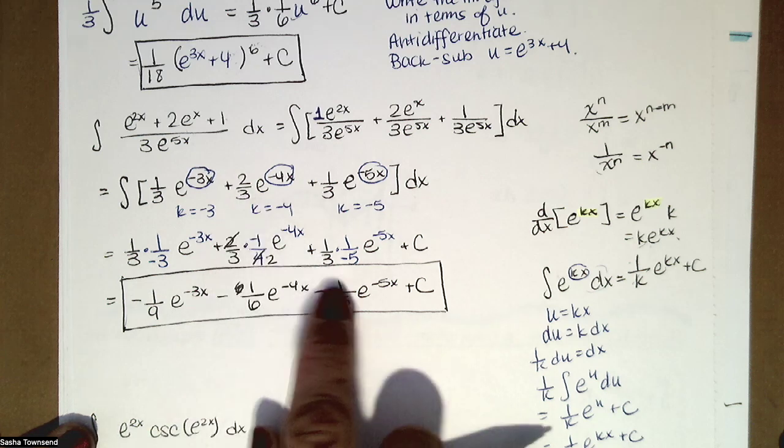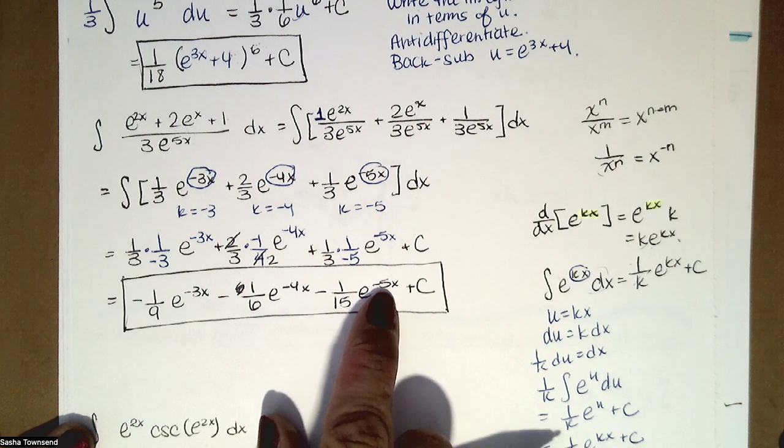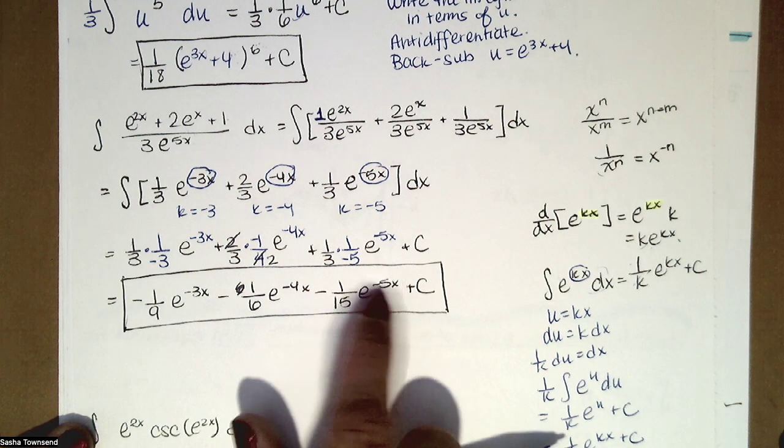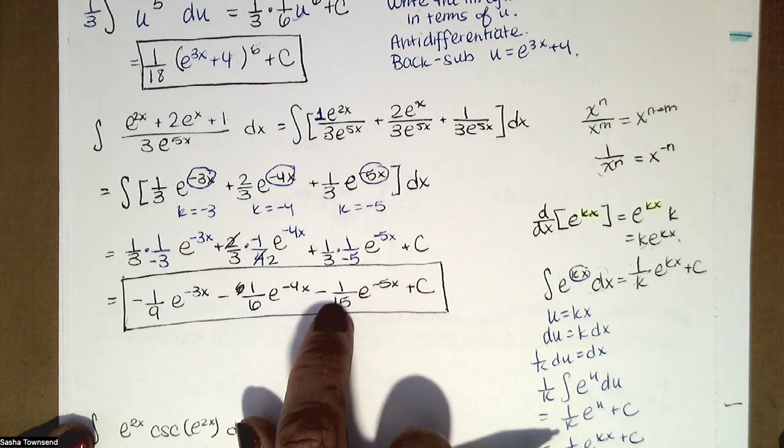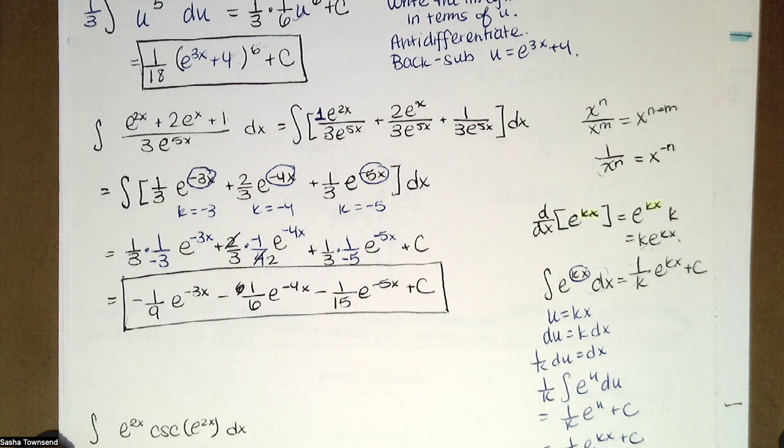And then with this one, if I take the derivative of e to the -5x, I've got e to the -5x times the derivative of the inside. So I have a -5 times a -1/15. That's going to give me a positive 5/15 or 1/3, which is our coefficient right there. And of course, the derivative of c is 0.